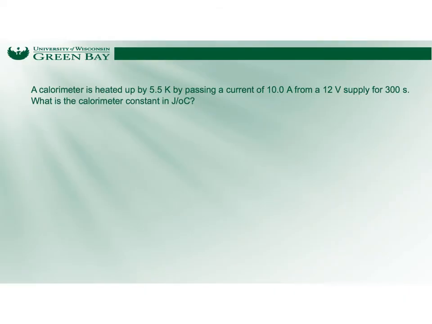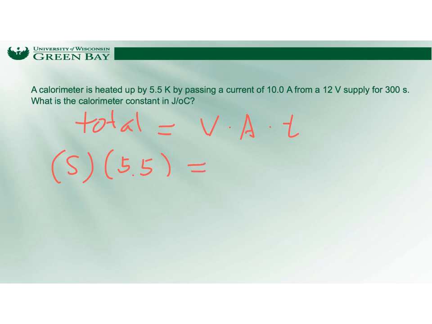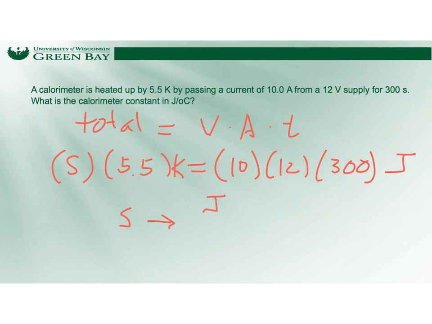This is another worksheet problem: a calorimeter is heated up by 5.5 Kelvin by passing a current of 10 amperes, 12 volts, for 300 seconds. What is the heat capacity? One important concept is that the heat, the total joule, equals the voltage multiplied by the ampere multiplied by the time. So you equate the calorimeter heat capacity multiplied by 5.5 to 10 ampere, 12 volt, and 300 seconds, and that will give you the joule. And so you will have the heat capacity of the calorimeter in units of joule per Kelvin.